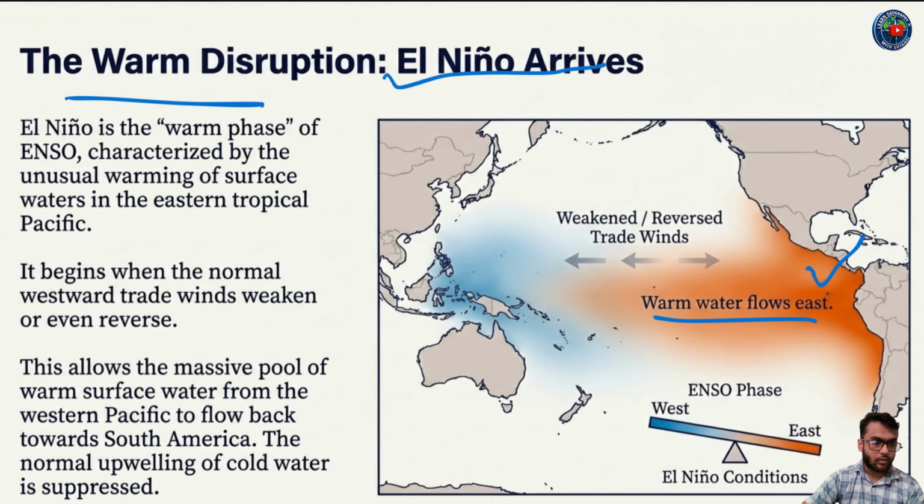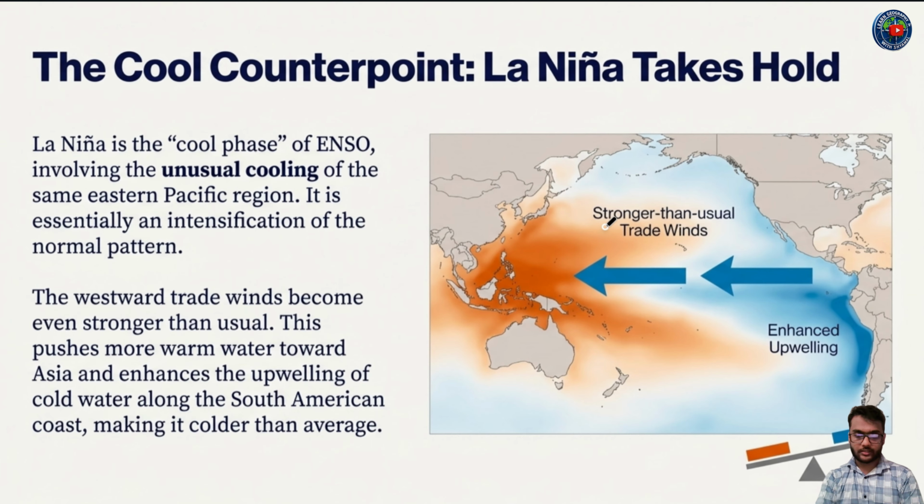It begins when the normal westward trade winds weaken or even reverse. This allows the massive pool of warm surface water from the western Pacific to flow back towards South America. The normal upwelling of cold water is suppressed. This is the cold water portion and high pressure, and this is the warm water portion, that is low pressure. It happens due to the weakening or reversal of trade winds.